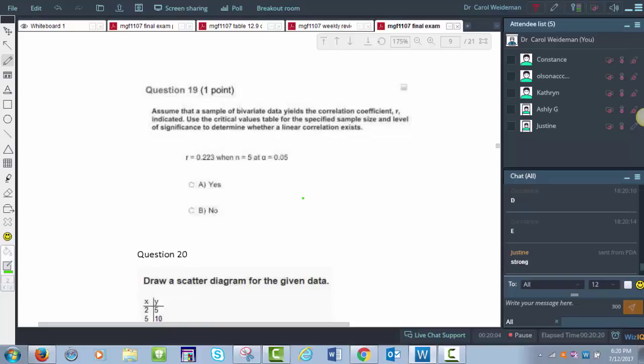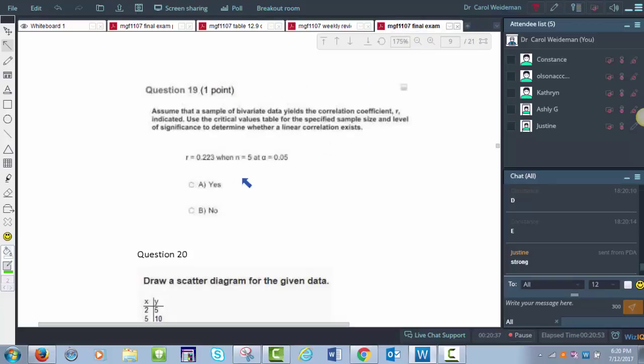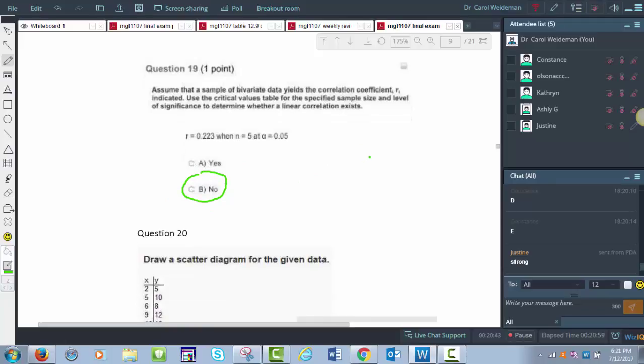Okay, here's where you're going to use the table. You will have the table available to you, and I've got it up here too so we can look at it. This is where they give you the correlation coefficient, they tell you the sample size, and they tell you the significance level, and they want to know if there's significant linear correlation. So we've got n equal 5 at 0.05, and our correlation was 0.223. So here's your table. You're going to look at the 5 row, and you notice that the correlations have to be pretty high here in order for us to have significant correlation, 0.878. Ours was only 0.223, so in this case there is not significant correlation. Does that make sense to everybody?